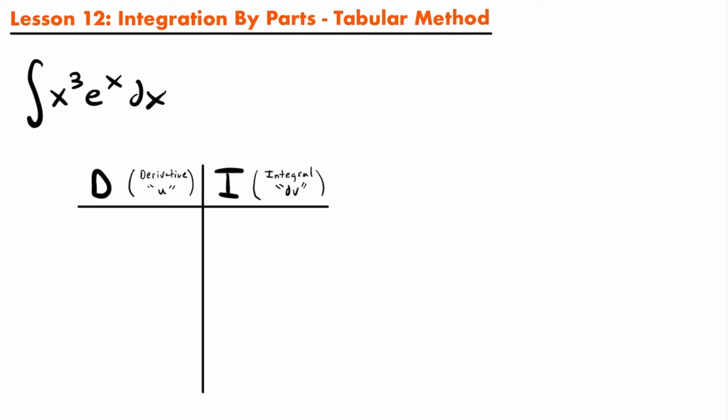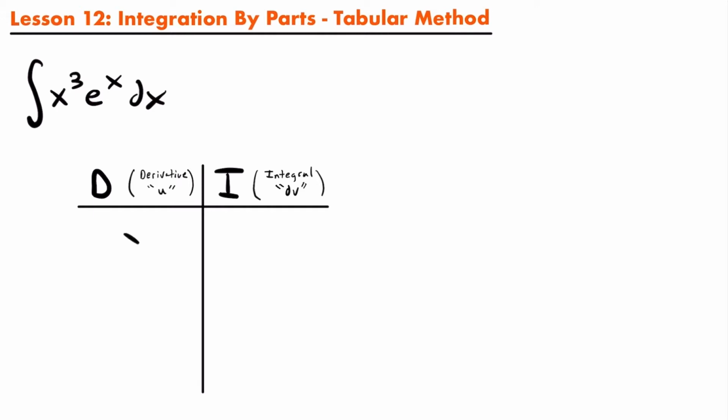For the tabular method, we draw this table here, hence the word tabular, where one column is labeled with D and the other column is labeled with I. Now the first column D, which stands for derivative, is going to work with what you would typically set equal to u in the integration by parts process. And then our other column I, which stands for integral, is where we're going to work with the part of our integral that we would typically set equal to dv through the traditional way when using the formula for integration by parts. And so for this integral, we would want to set x cubed equal to u and e to the power of x dx equal to dv.